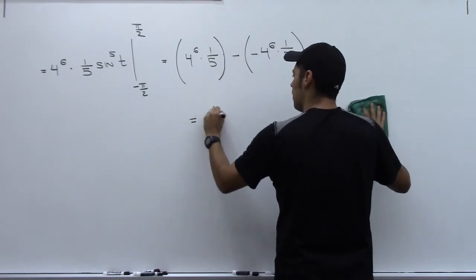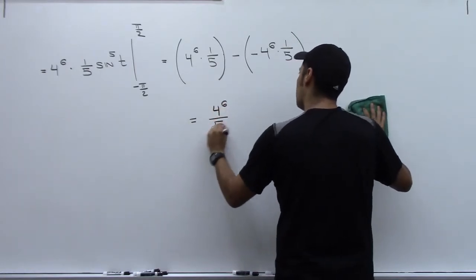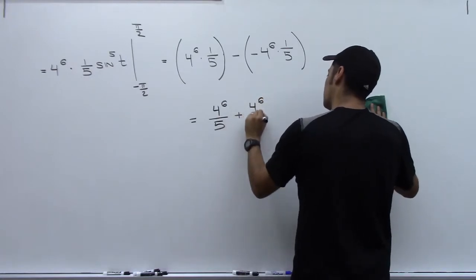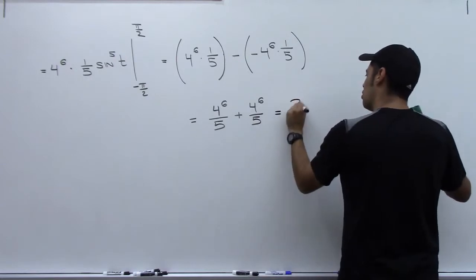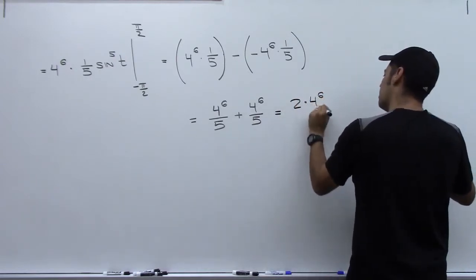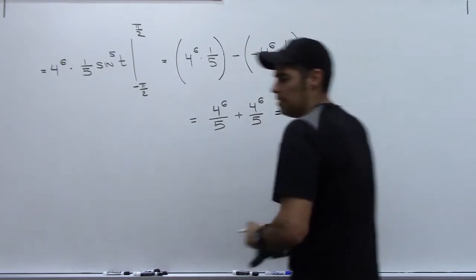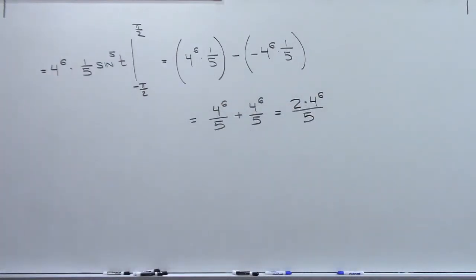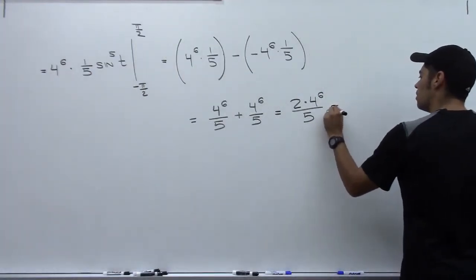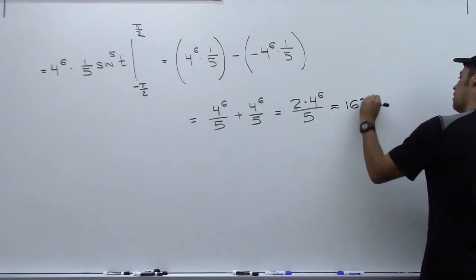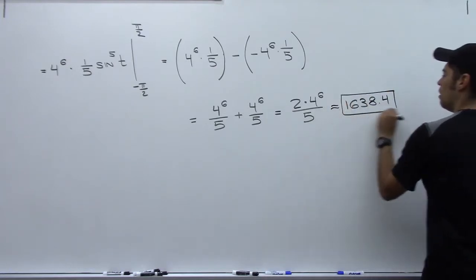Let me write it this way. I have 4 to the 6th over 5 plus 4 to the 6th over 5. They have the same denominator, so that's going to be 2 times 4 to the 6th over 5. And let's see if I want to get the actual answer here. No, they don't expand that out. They get it as a decimal, approximately 1638.4.